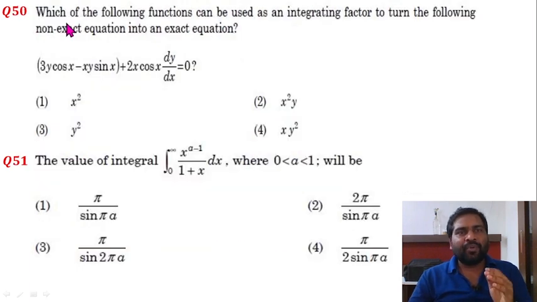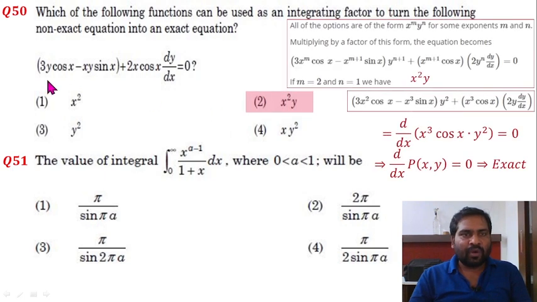Question 50. Which of the following function can be used as an integrating factor to turn the following non-exact equation into an exact equation? So all options given here are in the form of x raised to power m, y raised to power n. Take m equal to 2 and n equal to 1, then x square y. Multiply x square y in this equation.